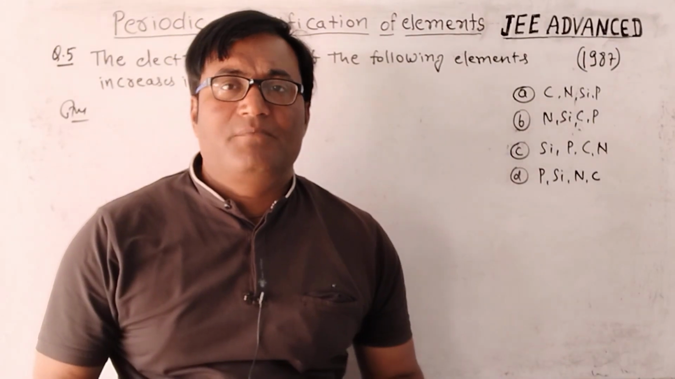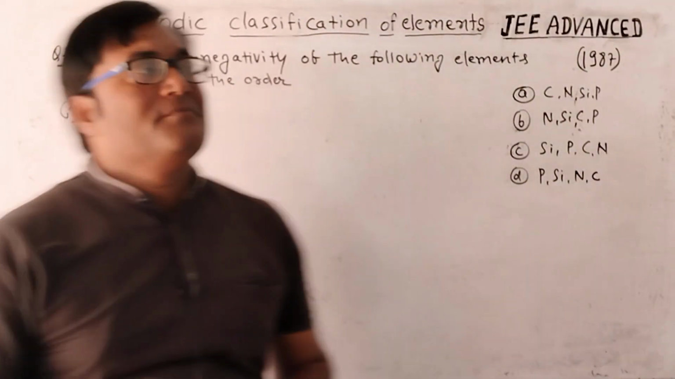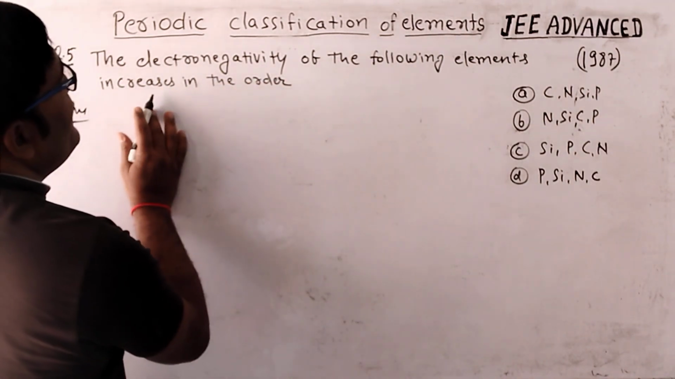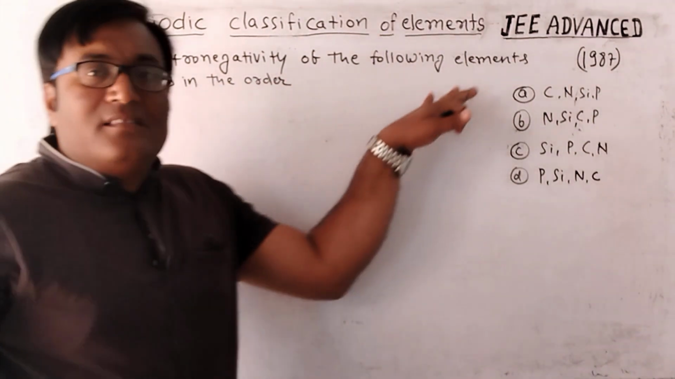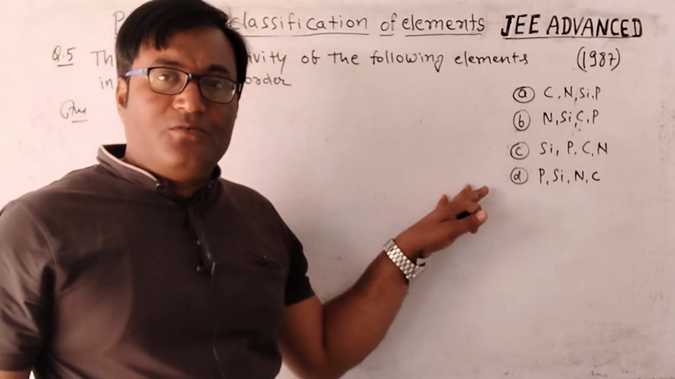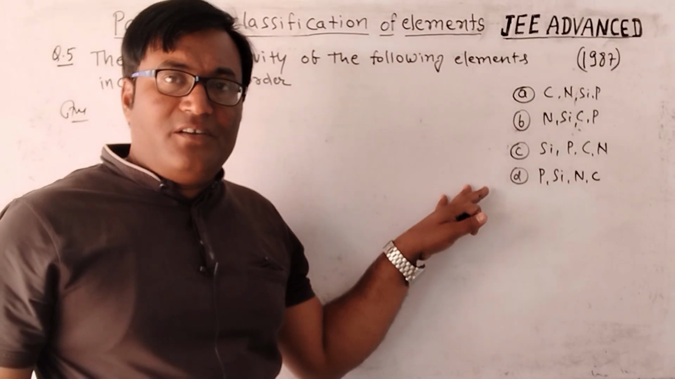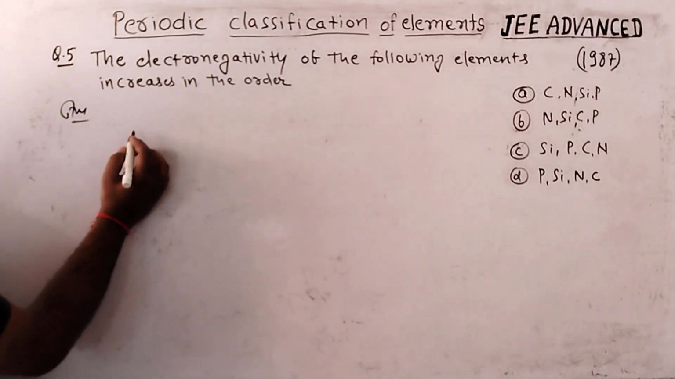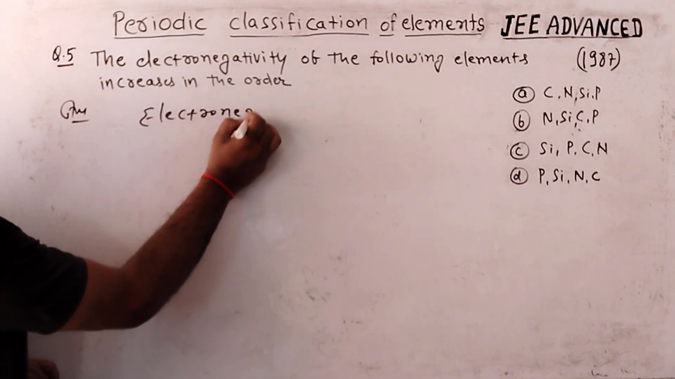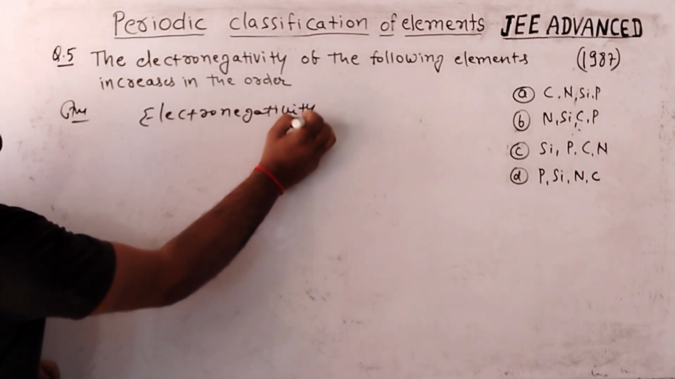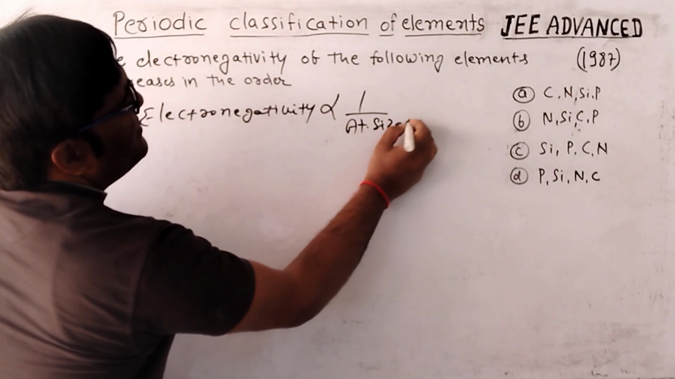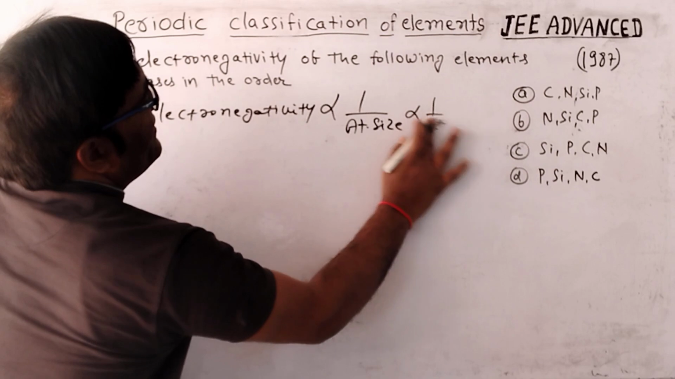Now question number 5 is completely based on order of electronegativity. According to this question, the electronegativity of the following elements increases in the order. In these 4 options, which one is correct? Which option shows the increasing order of electronegativity of elements? Now electronegativity is inversely proportional to atomic size or atomic radius.